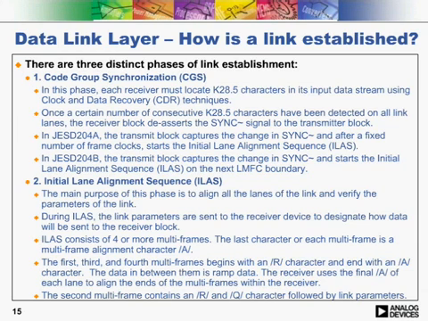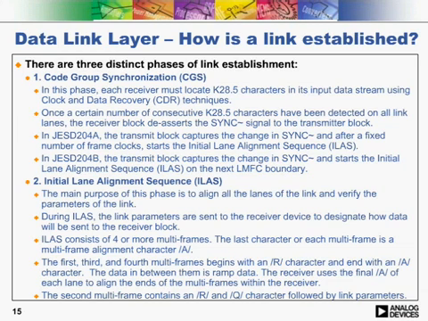So there are 3 distinct phases of link establishment. The first phase in establishing the 204 link is what's called the code group synchronization. In this phase, each receiver must locate K28.5 characters in its input data stream utilizing clock and data recovery techniques. And once a certain number of these characters have been detected on all the link lanes, the receiver block will then deassert the sync bar signal to the transmitter block.